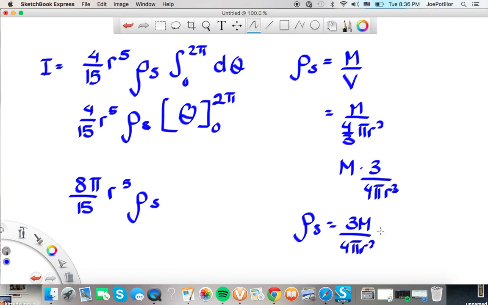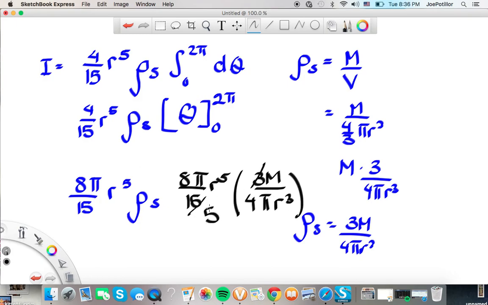Now that I have that, I can plug it into the equation for the density of my sphere. So it becomes 8 pi over 15 r to the 5th multiplied by 3m over 4 pi r cubed. That kills the 5 times, that kills the 2 twice. Pi's cancel. Lastly, 3 r's cancel 3 r's, getting 2 r's left over. Now I can write my pretty expression of what the moment of inertia is. So the moment of inertia, after all this work, is 2/5 mr squared.